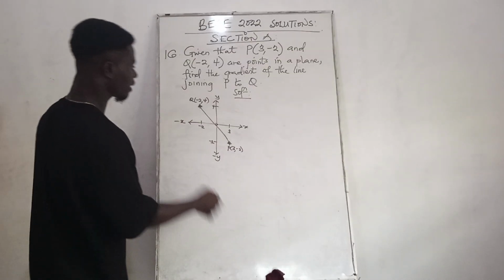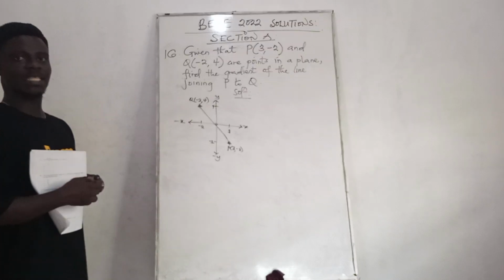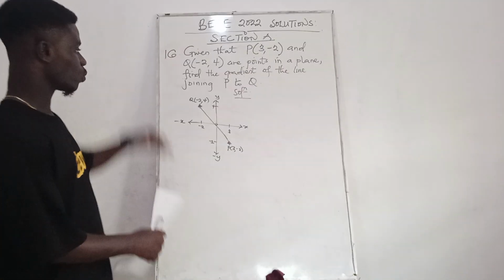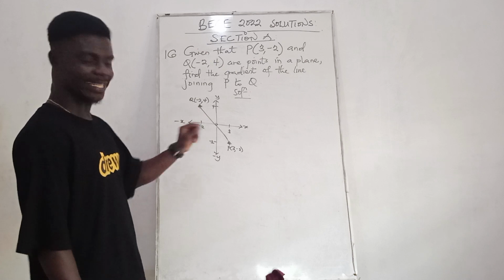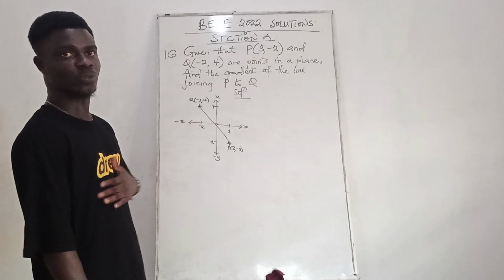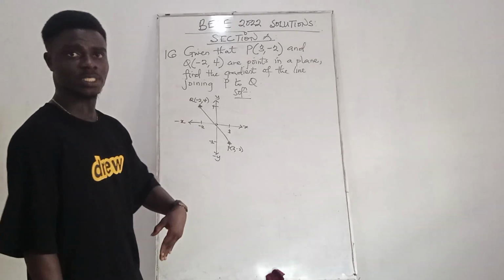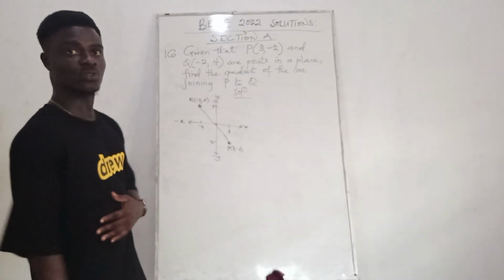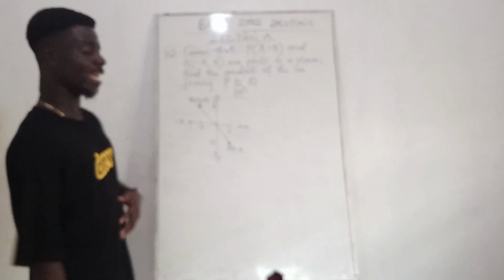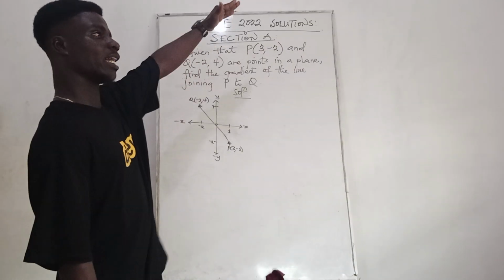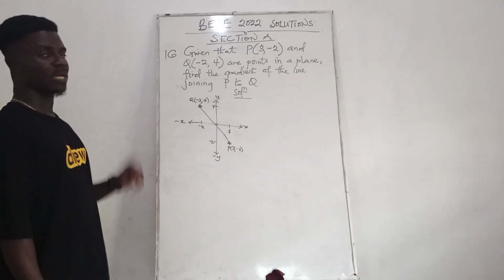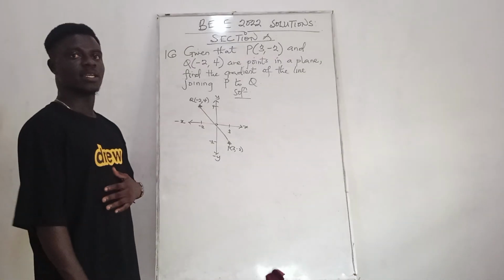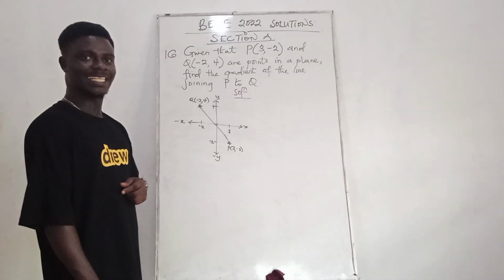So now you can see that the line segment is decreasing, which is a downward slope. So that means we have to get a negative gradient for that. If you get a positive gradient, then that means you are wrong, because if you check, the line is decreasing. If the line is increasing, you have to get a positive gradient. But this time around, the line is decreasing, so you have to get a negative gradient for that.